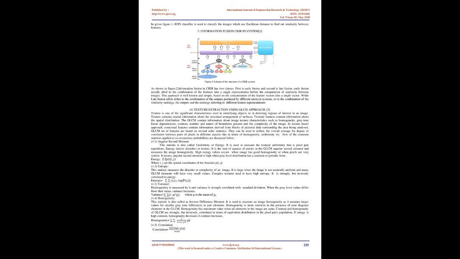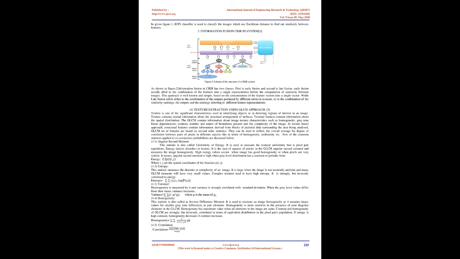It is used to measure the textural uniformity, that is, pixel pair repetitions. Energy detects disorders in texture. It is the sum of squares of entries in the GLCM. Angular second moment measures the image homogeneity. High energy values occur when the image has good homogeneity or when pixels are very similar. It means angular second moment is high when the gray level distribution has a constant or periodic form. Energy, SS2, where i, j are the spatial coordinates of the function p(i, j).